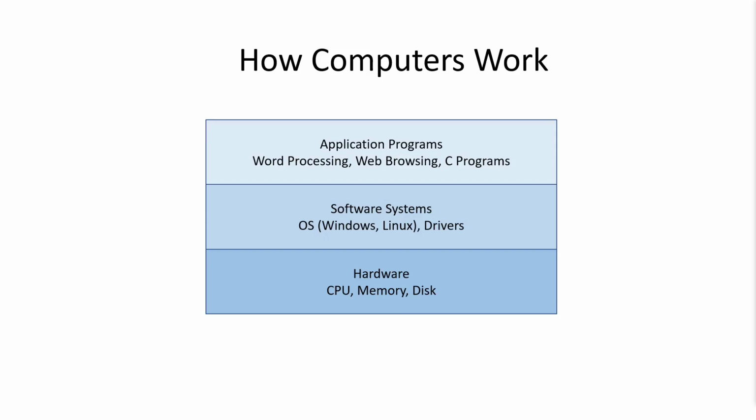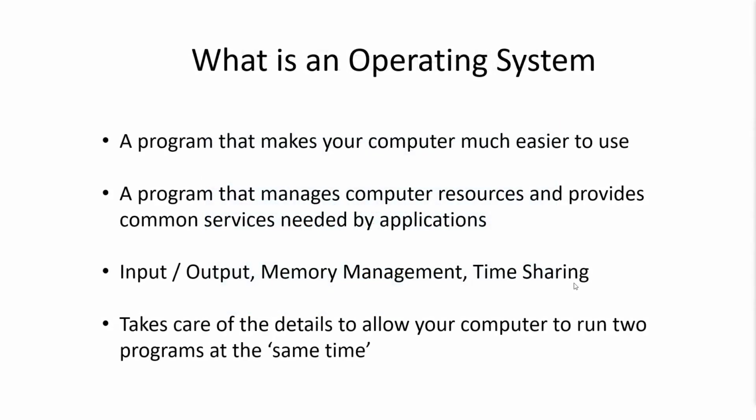In between, the operating system is responsible for figuring out how this all fits together. We've got to share all these resources, the CPU, the memory, and the disk, between all the programs that are running. So an operating system is just a program that runs on our computer. Its job is to manage the computer's resources and provide common services needed by applications. It manages the CPU, the memory, and the input-output, and it basically makes our computer much easier to use.